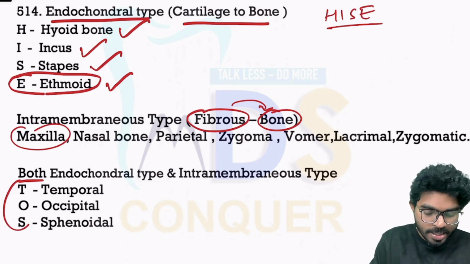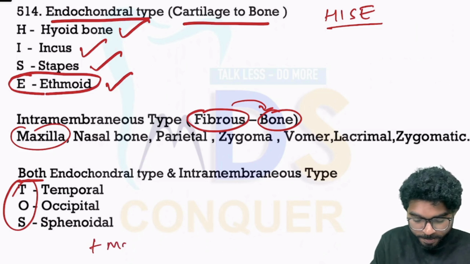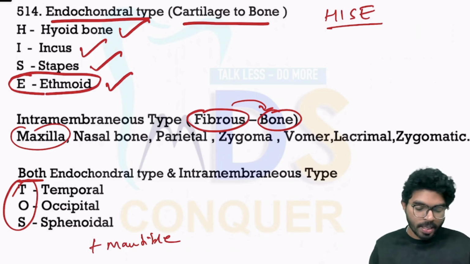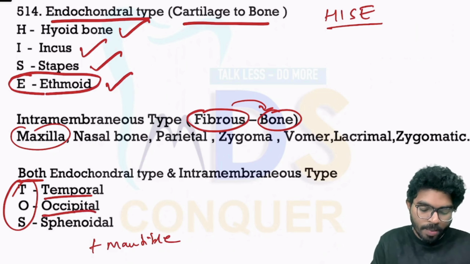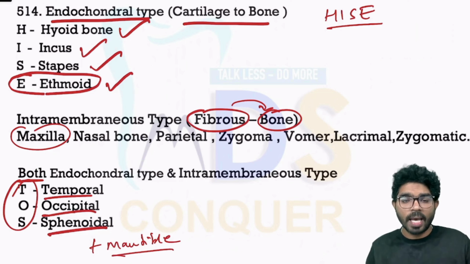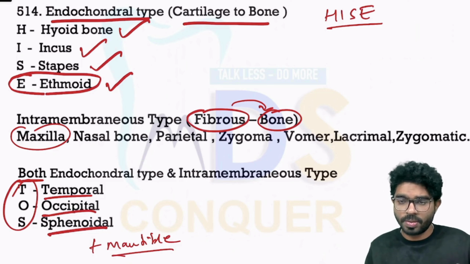Your TOS plus your mandible. Okay, so that is temporal bone, occipital bone, and sphenoid bone plus mandible shows both intramembranous as well as endochondral ossification. Okay, so these ossifications are very, very important.